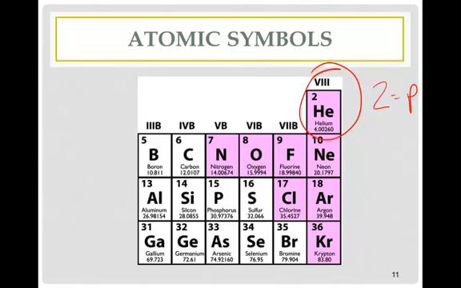We're looking at the atomic mass right here, and the atomic mass is 4. So that means that if we take the atomic mass, which is our protons plus our neutrons, all we really have to do is subtract the protons from it. So we would say 4 minus 2 equals 2 neutrons. So that's how you determine how many neutrons your atom is going to have. It's going to be the atomic mass subtracted by the proton number, which is your atomic number.